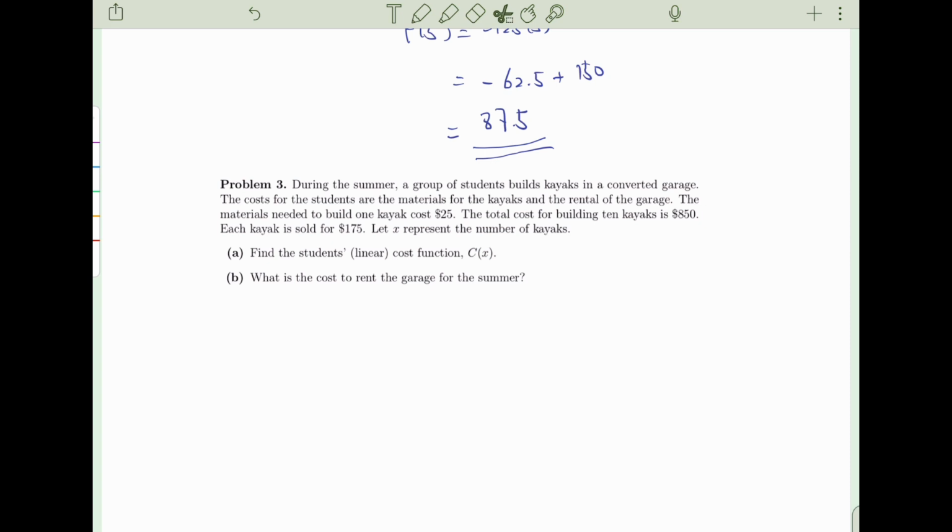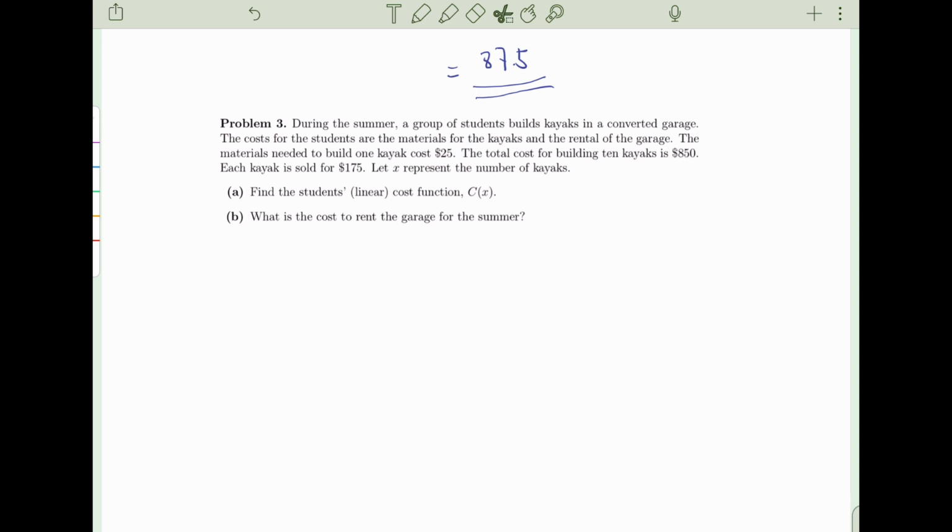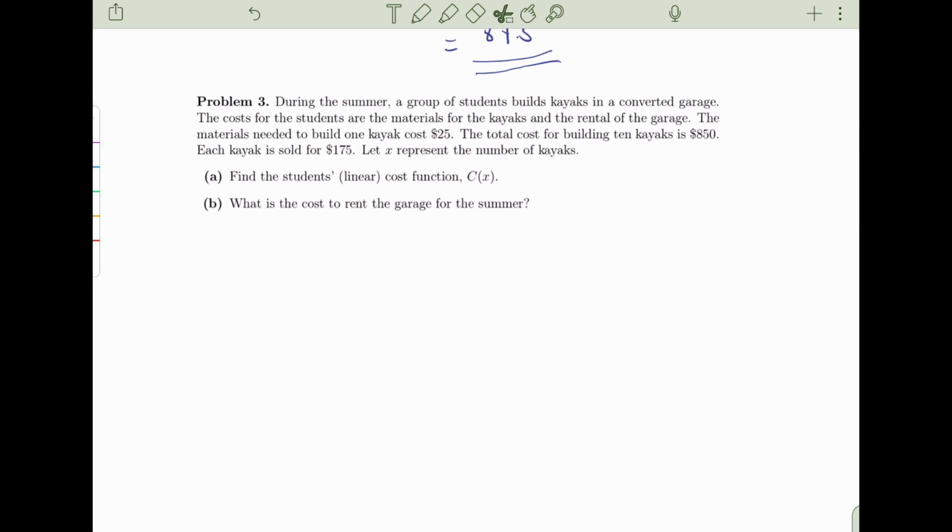So it means that you not only need to pay for the materials, right? You also need to pay for the rental. So there are 2 parts of the cost here, the rental and the materials. For the materials, how much it costs you depends on how many kayaks you're gonna build. If you want to build more, you're gonna pay more. But for the rental, it's a fixed cost.